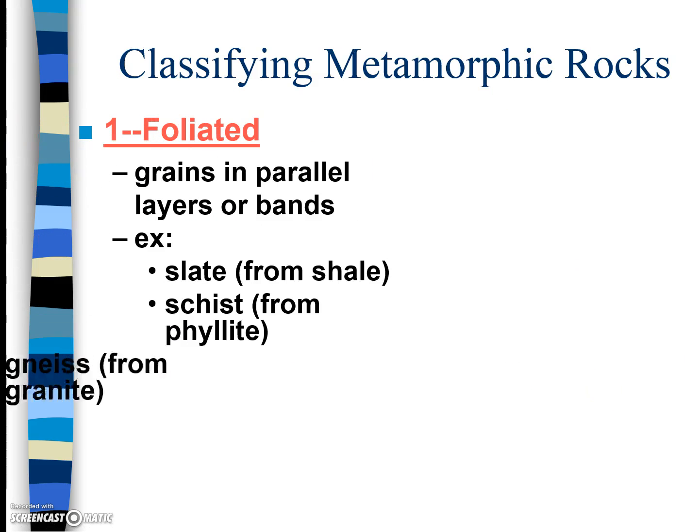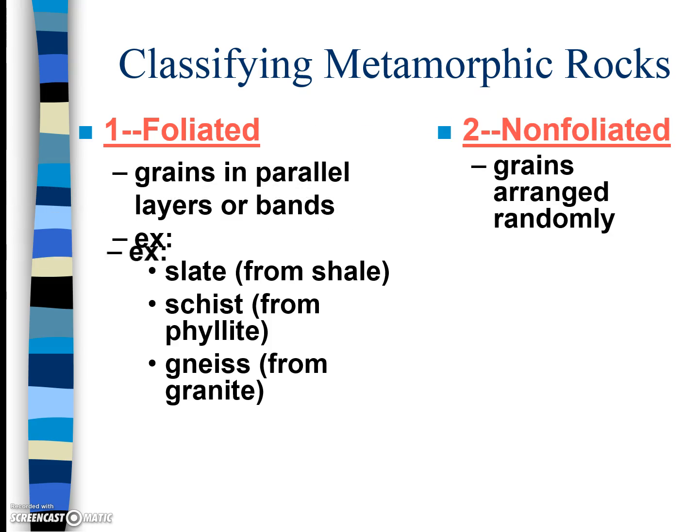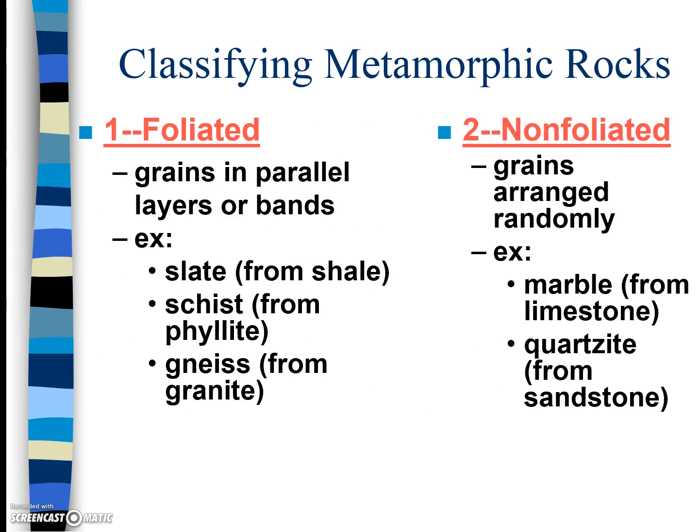There are 2 types of metamorphic rock. The first one is foliated, and the second one is non-foliated. Foliated is where grains are in parallel layers or bands. Your examples are slate, schist, and gneiss. And non-foliated is where their grains are arranged randomly, so you can't really see layers or anything like that. And your examples are marble from limestone and quartzite from sandstone.